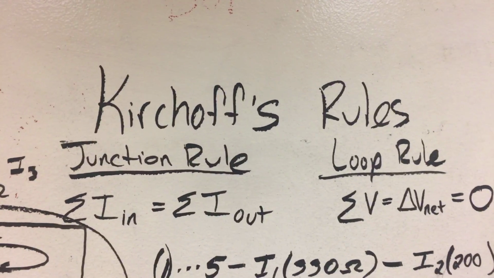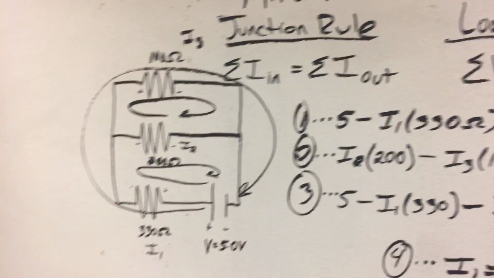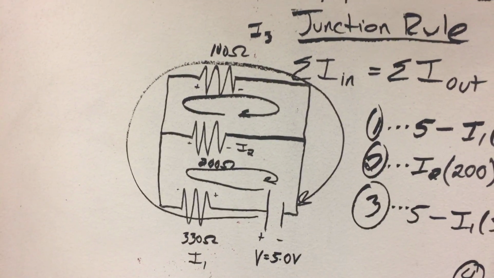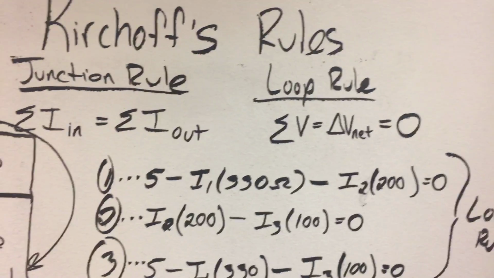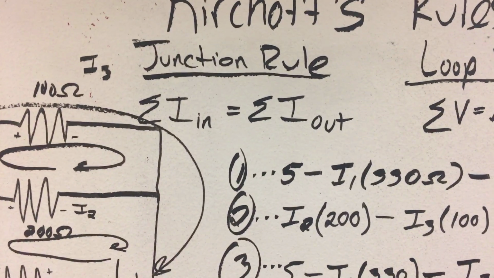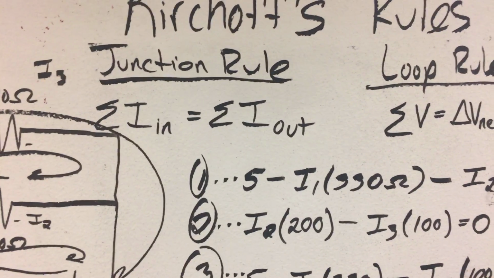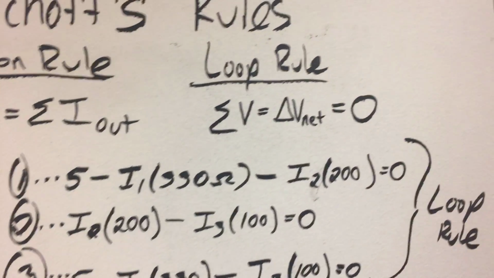For my video project, I will be talking about Kirchhoff rules and using them to figure out the currents going through each of these resistors. Okay, so the first rule is the junction rule, which says that the total current going into a junction should equal the total current going out of the junction.